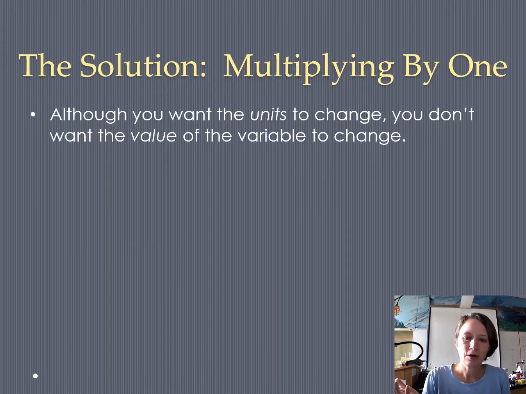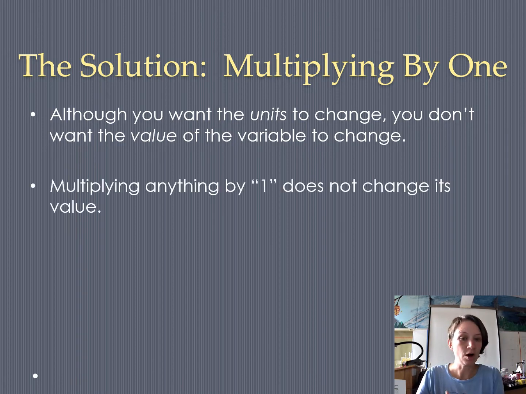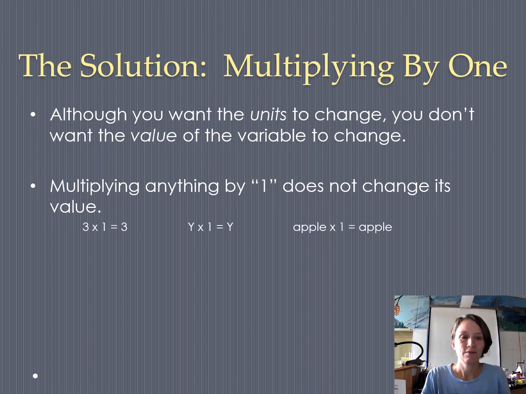The tricky thing about conversions is that we want the units to change without changing the amount of the variable that we have. And so it's kind of an interesting, tricky solution. The solution is to multiply the number that we have by the number 1 over and over again. The reason this is okay is because multiplying anything by 1 does not change its value. For example, 3 times 1 is still 3. y times 1 in algebra is still y. If you had an apple and you multiplied it by 1, you would still have 1 apple.